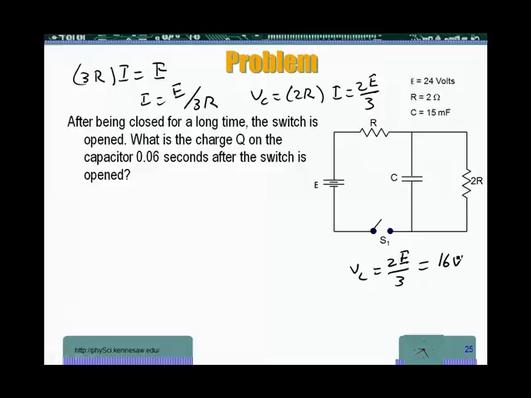Now, the question is: what is the charge on the capacitor 0.06 seconds after the switch is opened? Now, for the discharge, the time constant is going to be the R for the discharge, which is twice R times C. In this case, twice 2 ohms times 15 millifarads. So that comes out to be 0.06 seconds.